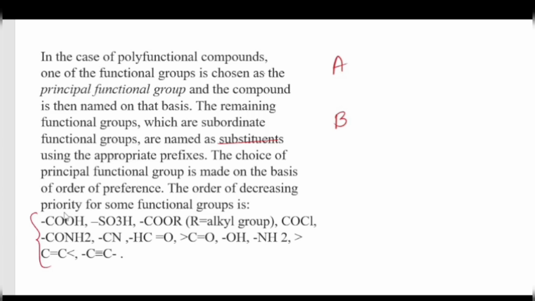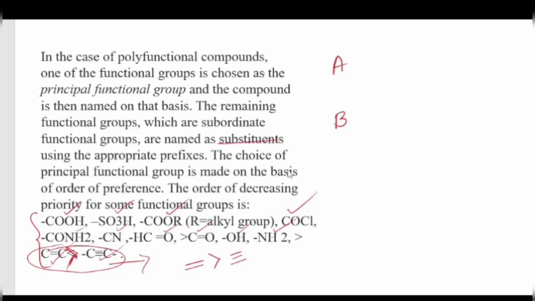Carboxylic acid is of highest priority, and then sulfonic acid, then ester, then acid halides, amides, cyanides, aldehydes, then ketones, alcohols, amines, and double bond and triple bond. Here the order is wrong over here. First of all, the double bond will get the higher priority compared to the triple bond. It has to be like this.